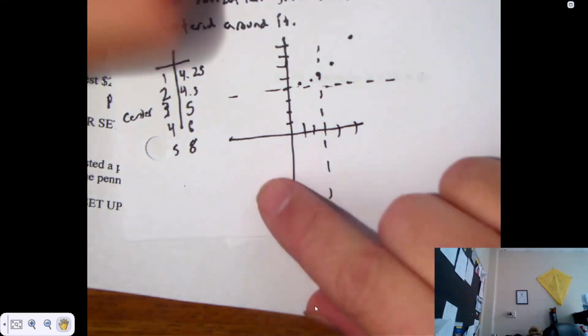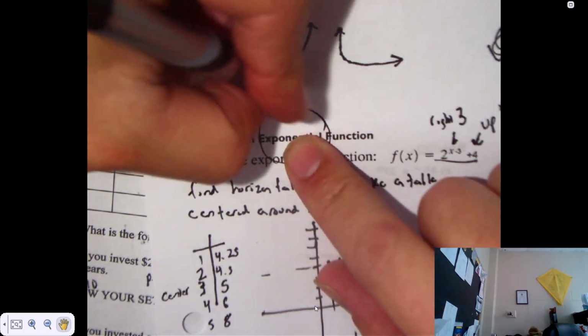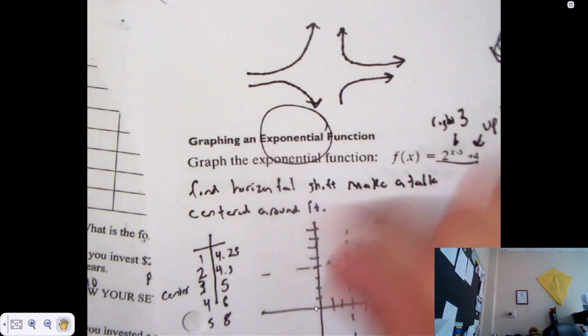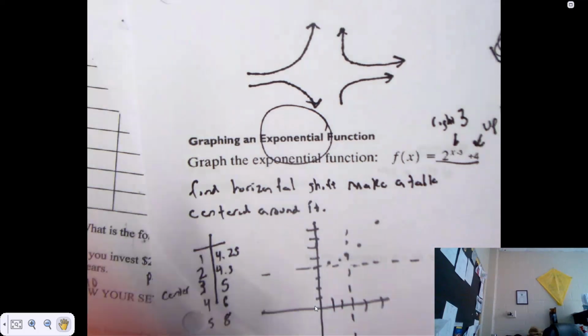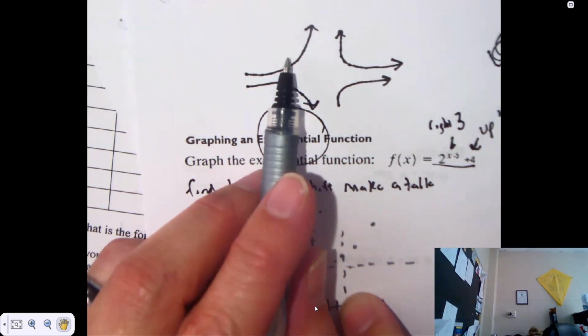Now this is an exponential function. Exponential functions generally look like this. Sometimes they look like this. Sometimes they look like this. And sometimes they look like this. What we plotted looks like the first thing I drew. It's going to look like that.